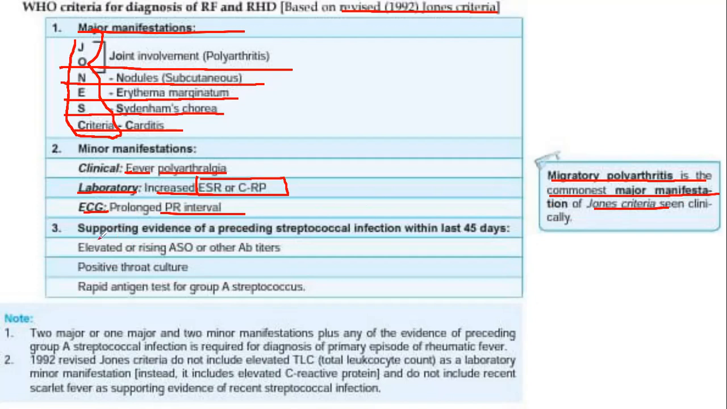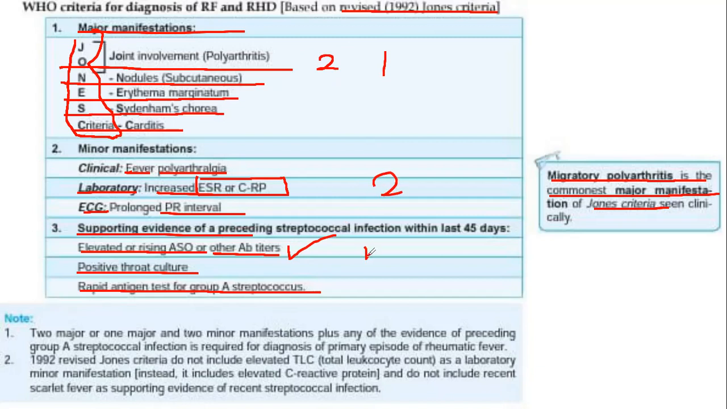So note that. Now, the supporting evidence of a preceding streptococcal infection must be there. And this is elevated or rising ASOT or other antibody titers, the anti-DNase, a positive throat culture, or a rapid antigen test for group A streptococcus. Now, how you make a diagnosis is you use two major criteria plus supporting evidence of a preceding streptococcal infection, or one major criterion, two minor, and supporting evidence of a preceding streptococcal infection.